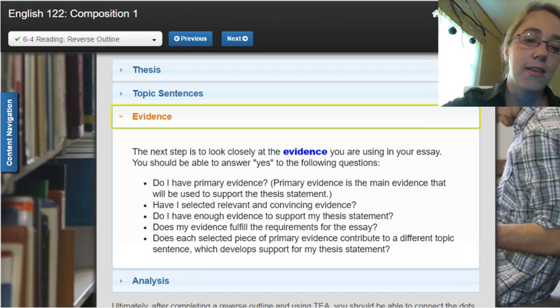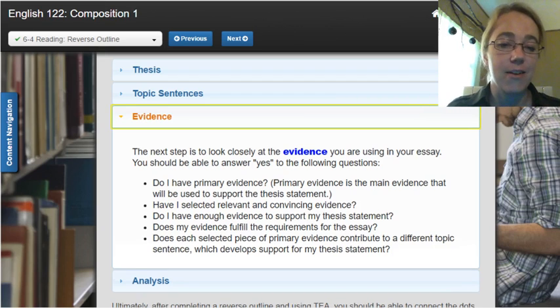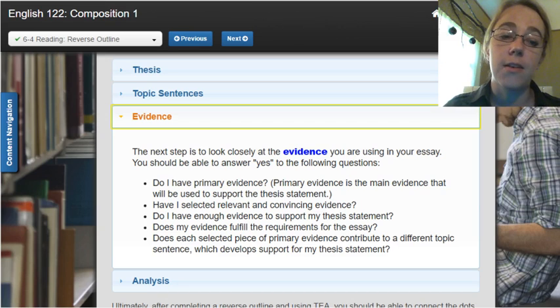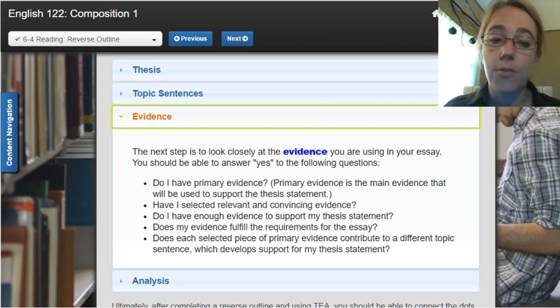The next section of our little T analysis here is evidence. Remember that our thesis needs to be supported by evidence, and the evidence that we're using is from the essays themselves. Quotations, paraphrase, or summary that supports our observations that we presented in our thesis. And the questions that we want to be able to answer yes to are, do I have primary evidence? That's those direct quotes and paraphrase from the essay.